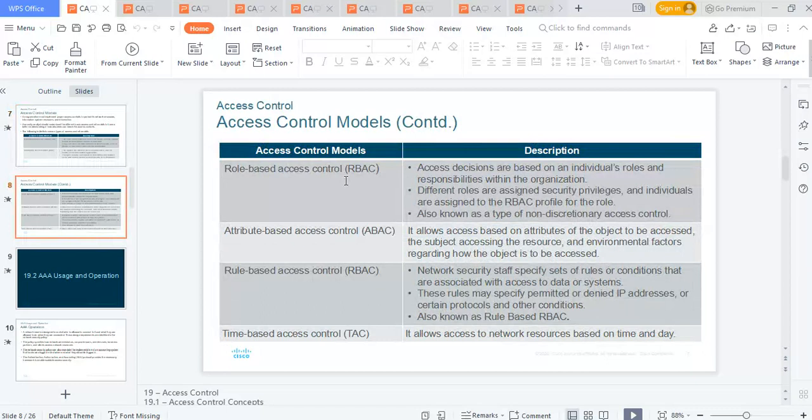Then of course role-based. You are asking, is the person in IT? Is the person in marketing? Is the person in HR? What's the role the person is playing in the organization? That's going to determine what access the person is going to have.